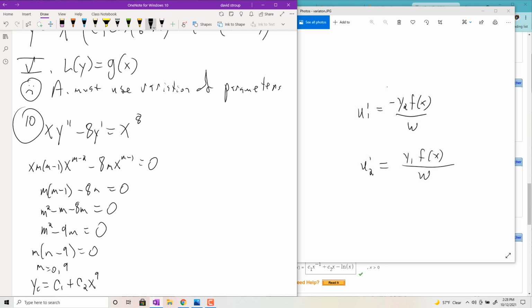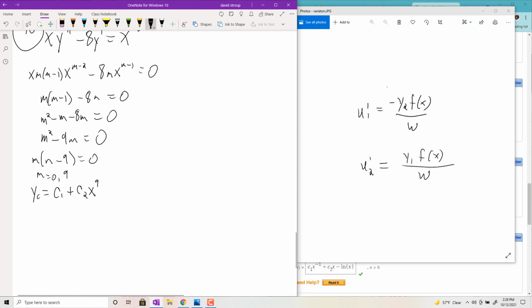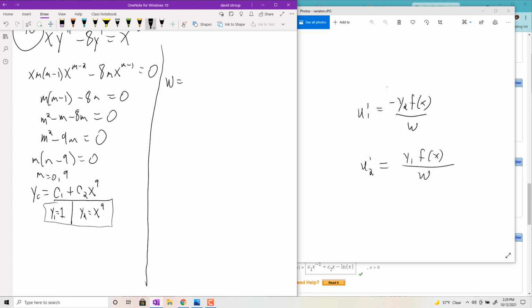On the right there, you see my formulas for u1 and u2 for variation of parameters. I just want to note here that y1 is just 1, and then y2 is the x to the 9th part. So just kind of put that here in a box. I'm going to need the Wronskian built from those two functions. So my Wronskian, taking those two functions, 1 and x to the 9th, would be 0, and then 9x to the 8th. So 1 times 9x to the 8th is 9x to the 8th for my Wronskian.